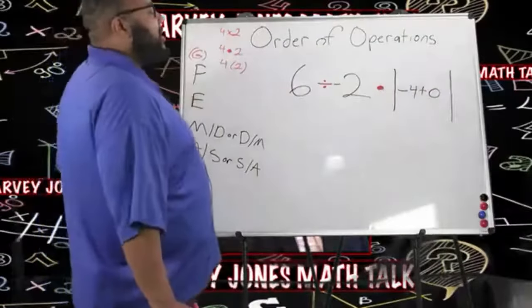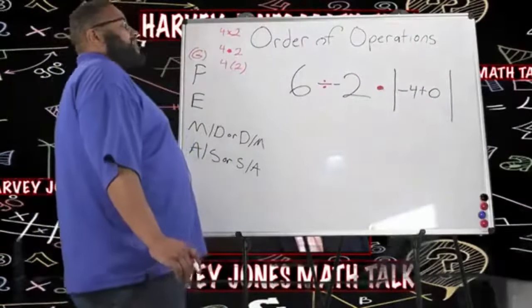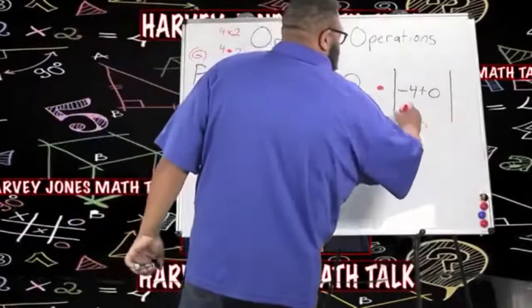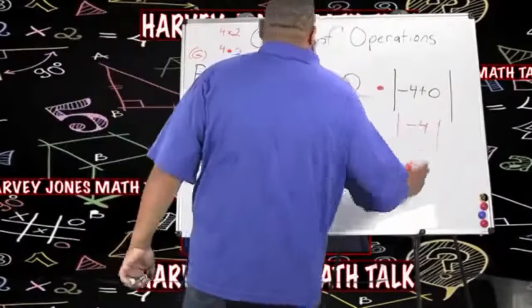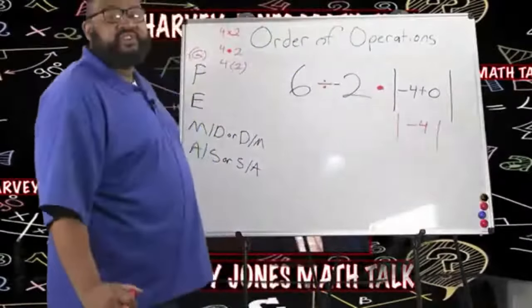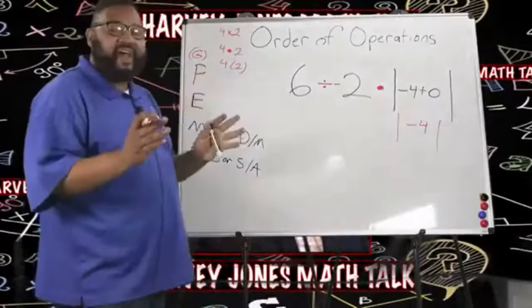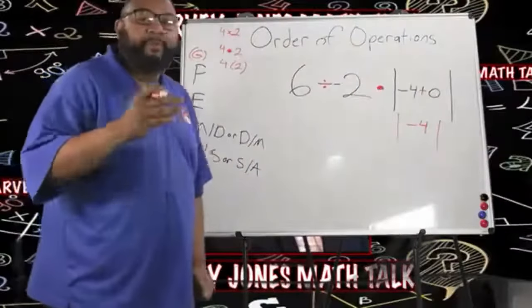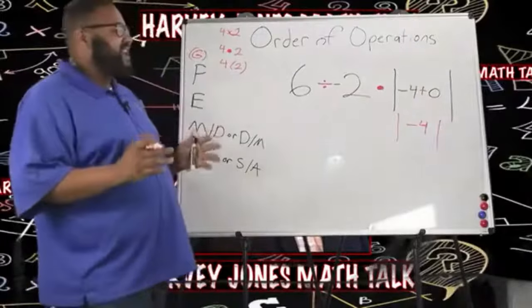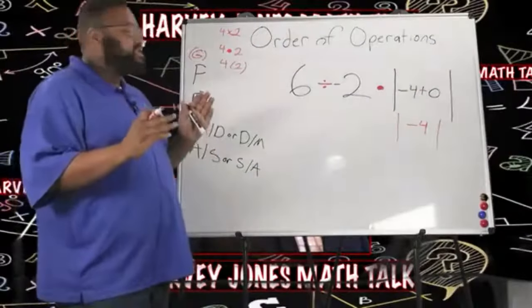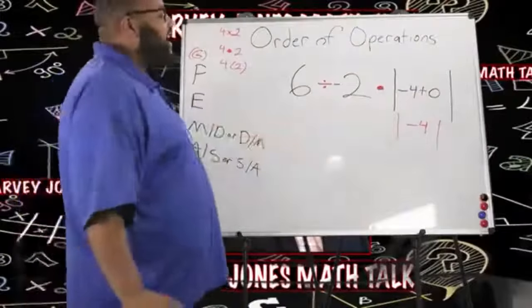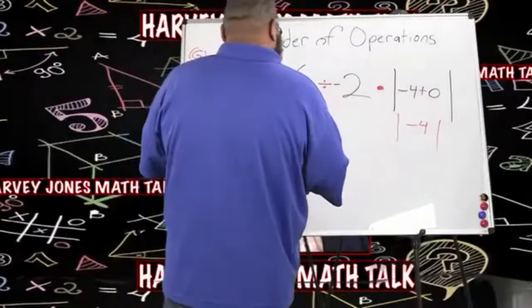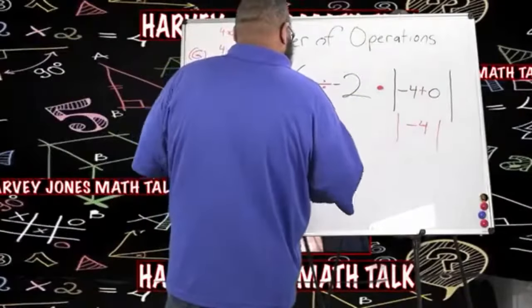This says negative 4 plus 0. Guess what that's going to be? A negative 4 with the absolute value. What you know and what you need to learn is this. Anytime it's in the absolute value, whatever is negative transforms to a positive number. Whatever is inside, if it's a negative number inside the absolute value, it's going to change over to a positive 4. So I got my 6 divided by a negative 2.